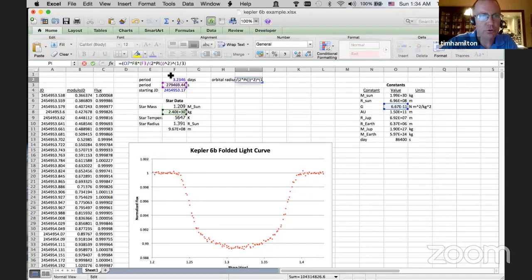The period over 2 pi has to be squared, and in Excel, pi has to have parentheses there. Okay, let's see if this looks reasonable. That's in meters, and we are going to convert that into astronomical units. So I divide by that.